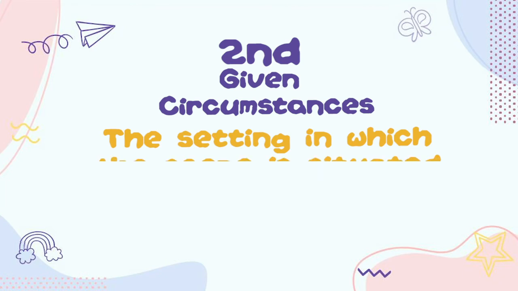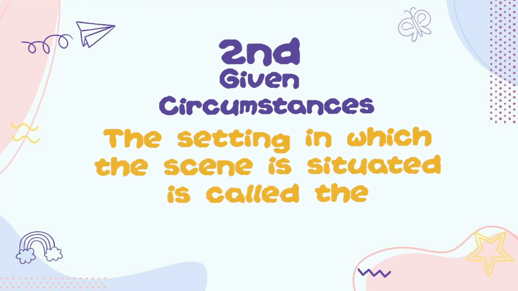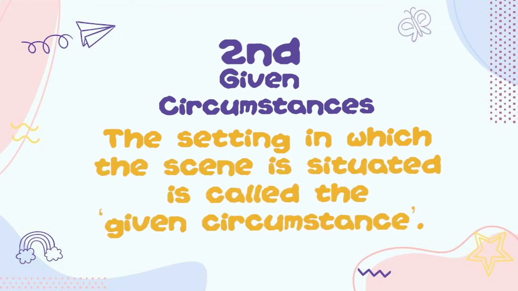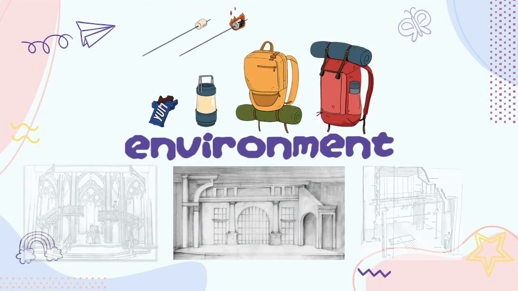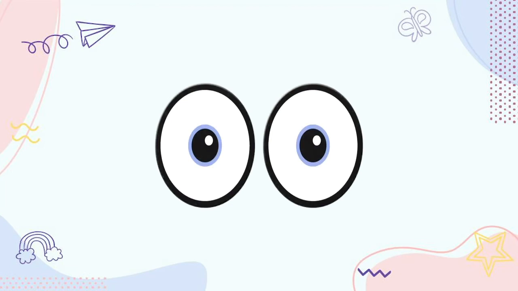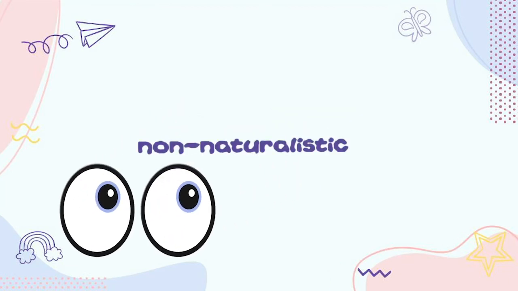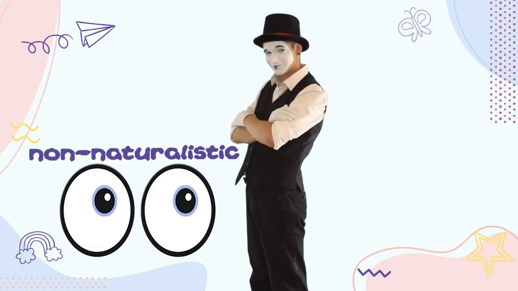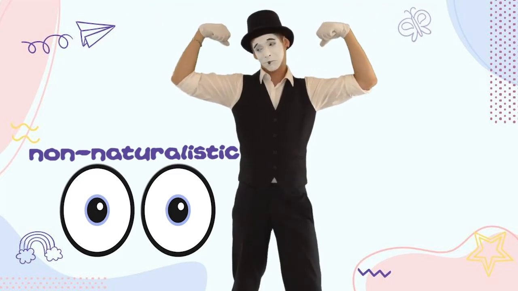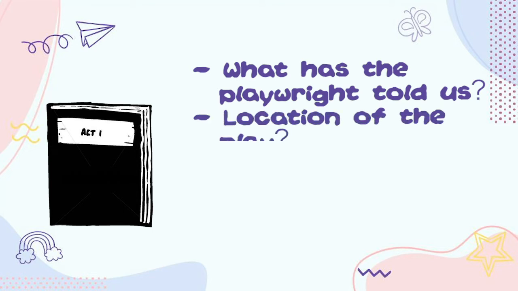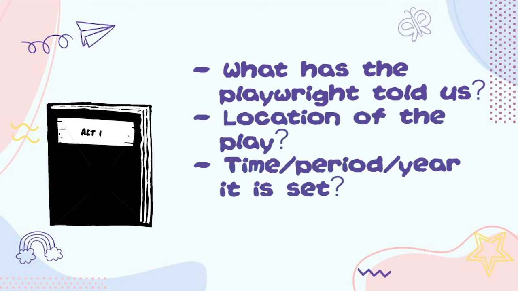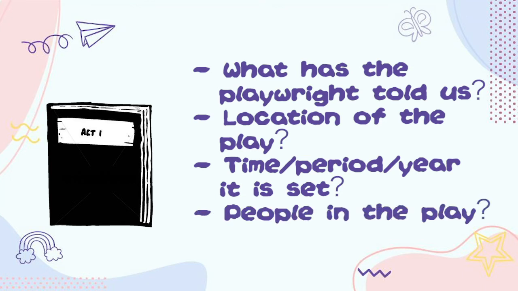Second, given circumstance. The setting in which the scene is situated is called the given circumstance. This environment could be shown through set, props, or other stagecraft. It could also be shown using the non-naturalistic elements of mime. The given circumstances are details found in the script. What has the playwright told us? Location of the play, time, period, year it is set, people in the play.